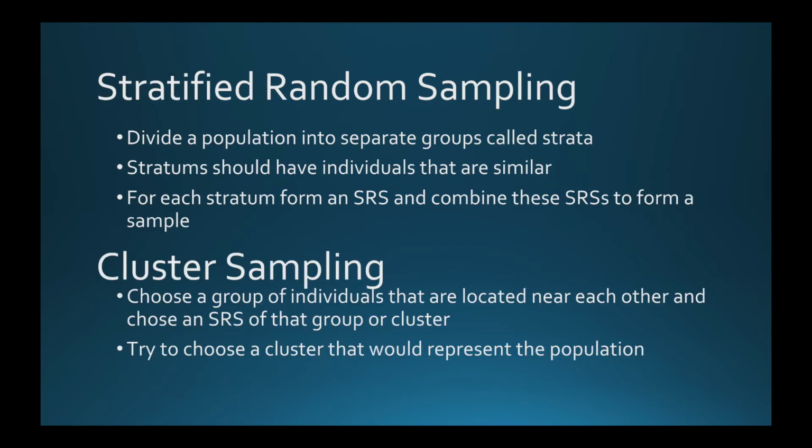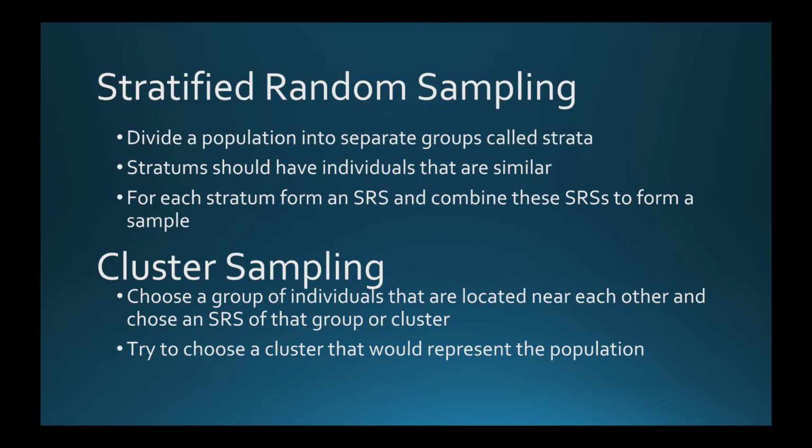Now, we can take a look at stratified random sampling, and that's essentially dividing a population into separate groups called strata, and strata should have individuals that are similar. Basically each stratum can be given its own SRS, and don't confuse SRS with stratified random sampling, because those two are very different things.